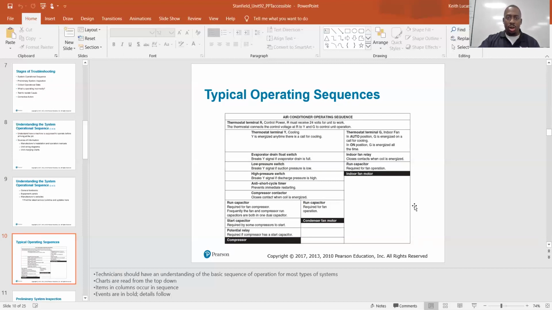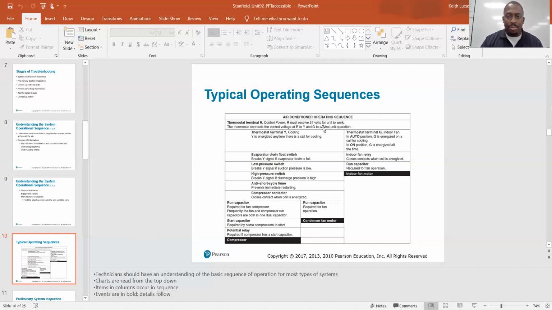So, typical operating sequence. Here's a chart, air conditioning operation sequence. This breaks down how this particular unit works, which is basically the typical operation. What does it say here? Technicians should have an understanding of the basic sequence of operation for most types of systems. Charts are read from the top down. Items in columns occur in sequence. Events are in bold. Details follow. So let's go ahead and start at the top.